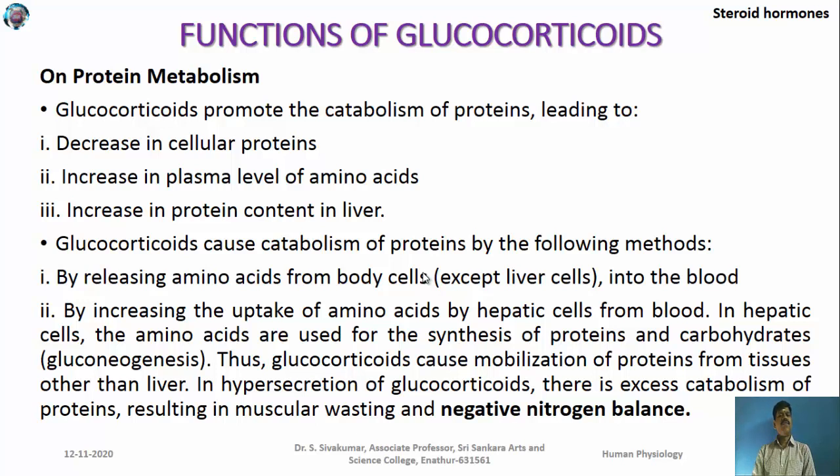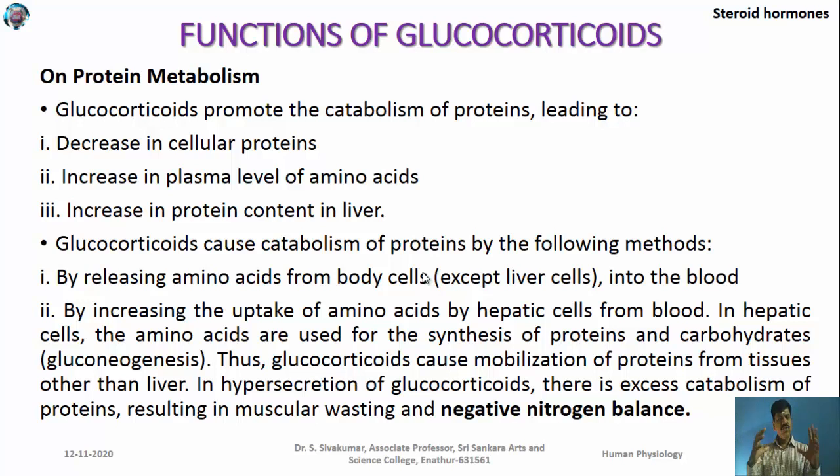When you look at the role of glucocorticoids in protein metabolism, glucocorticoid promotes the catabolism of proteins, so that it will decrease the cellular proteins, and it increases the plasma level of amino acids, and it increases the protein content in the liver.